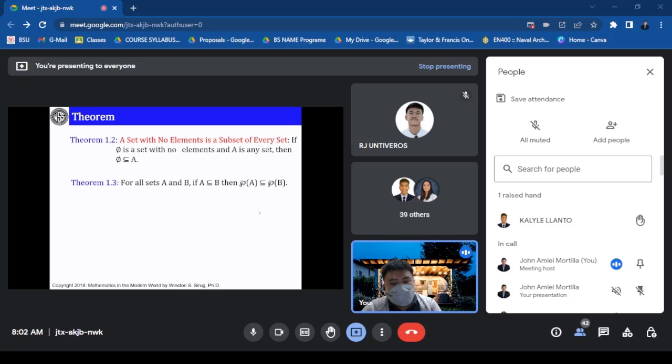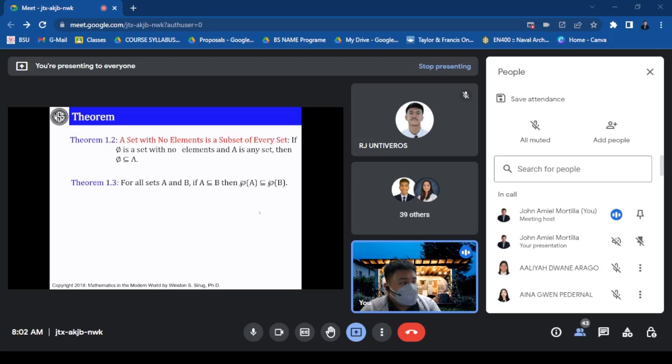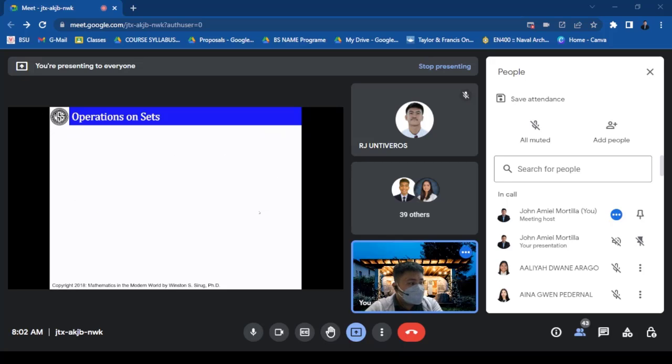So, theorem 1.3, for all sets A and B, if A is a subset of B, then the power set of A is a subset of power set of B. For all integers n, if a set S has n elements, then power set of S has 2 raised to n elements.